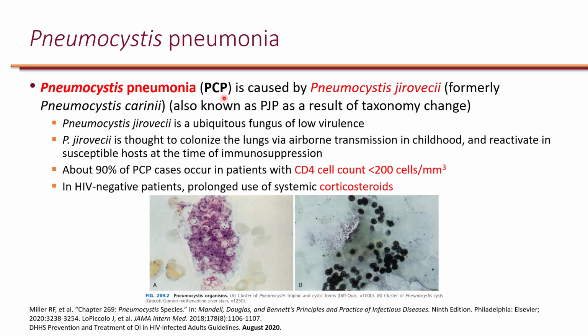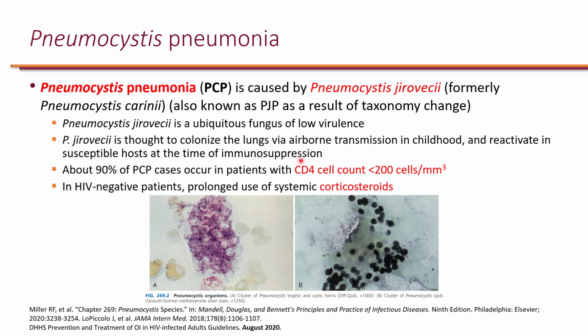So PCP, which some people call PJP because of this change in nomenclature. It used to be PCP, where the C stood for Carinii, but because the taxonomy was changed, you may see the abbreviation PJP. But in general, the DHHS guidelines still refer to it as PCP.